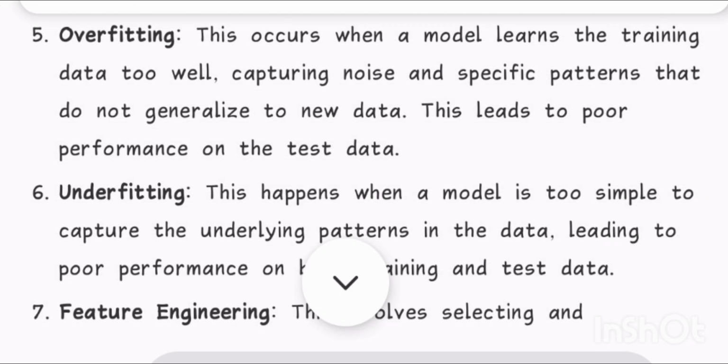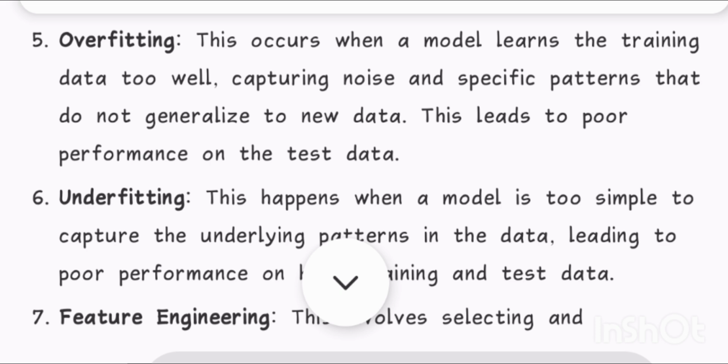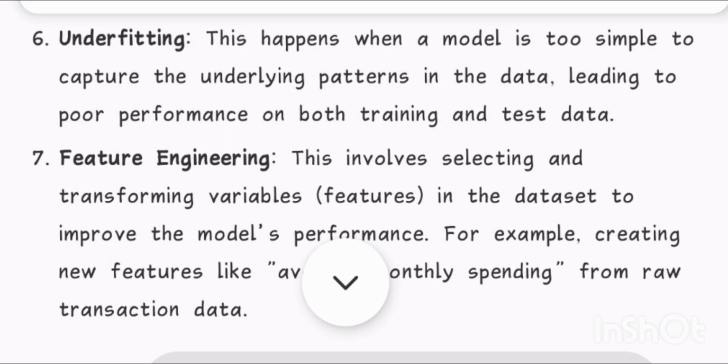5. Overfitting. This occurs when a model learns the training data too well, capturing noise and specific patterns that do not generalize to new data. This leads to poor performance on the test data. 6. Underfitting. This happens when a model is too simple to capture the underlying patterns in the data, leading to poor performance on both training and test data.